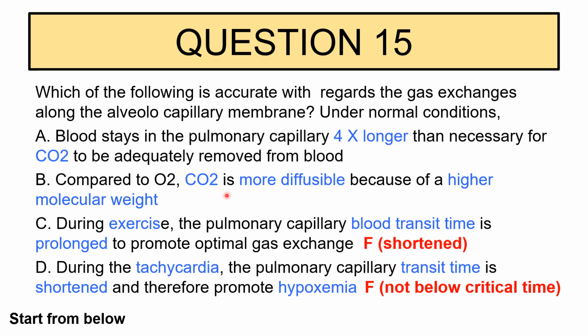Compared to O2, CO2 is more diffusible because of a higher molecular weight based on Fick's equation. Okay, Fick's law of diffusion, that is not true. It is because the carbon dioxide is much more soluble than oxygen along the AC membrane. And A, blood stays in the pulmonary capillary 4 times longer than necessary for CO2 to be adequately removed from the blood. And that's the correct answer. Okay, it only needs 0.17 seconds for equilibrium, and the blood stays for 0.75 seconds. So this is the correct answer.